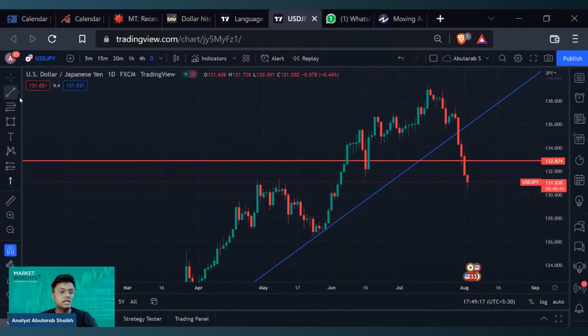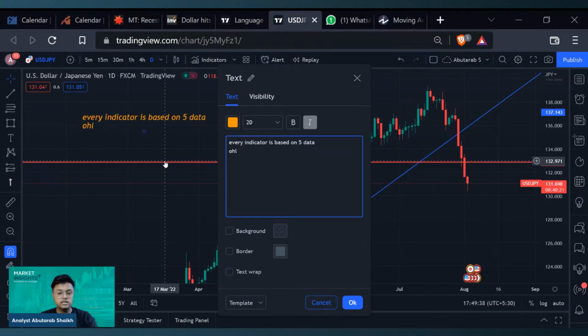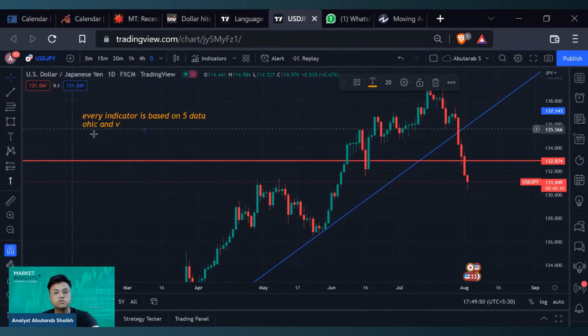Because every single indicator, note this and note this everywhere. If you're a trader, write it on the wall in front of you before you trade. Write this line: every indicator is based on five types of data, OHLC and V. Write this and read it every single day. What are these five data, sir? OHLC is nothing but open, high, low, close. You can see here, right?